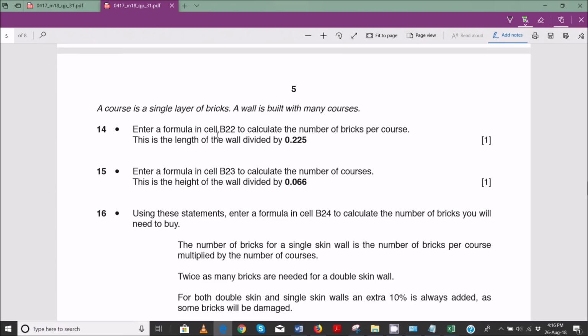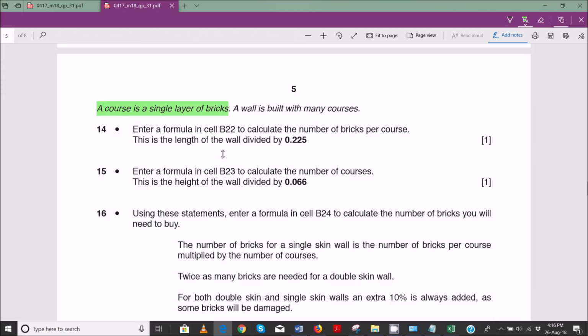A course is a single layer of bricks, and a wall is built with many courses. So in other words, you can have one layer, you build on top of it, you have another layer, build on top of it, another layer, just like that. That's just the way that people build wall fences.